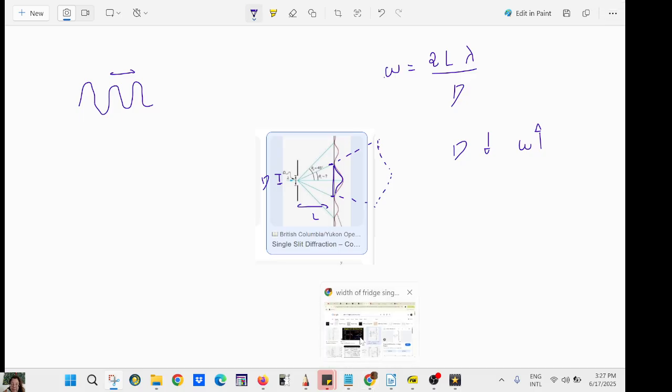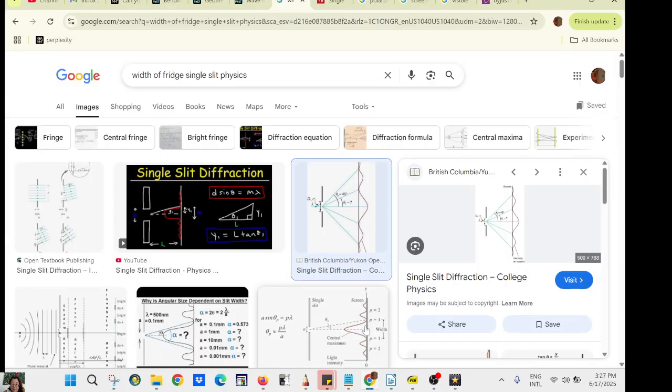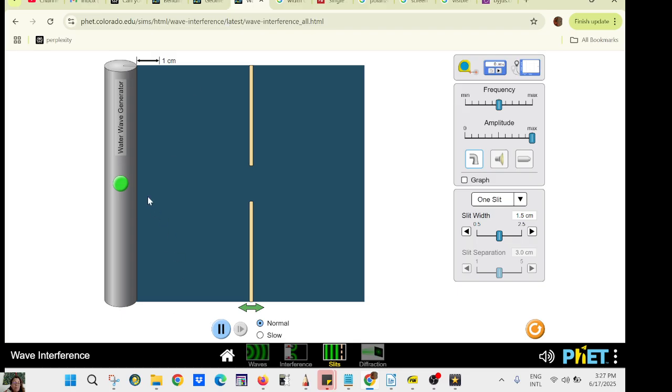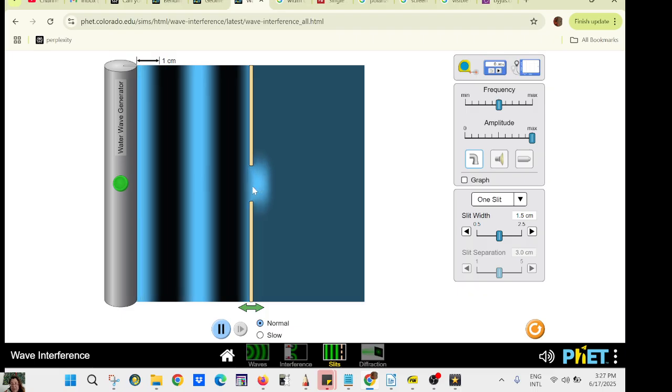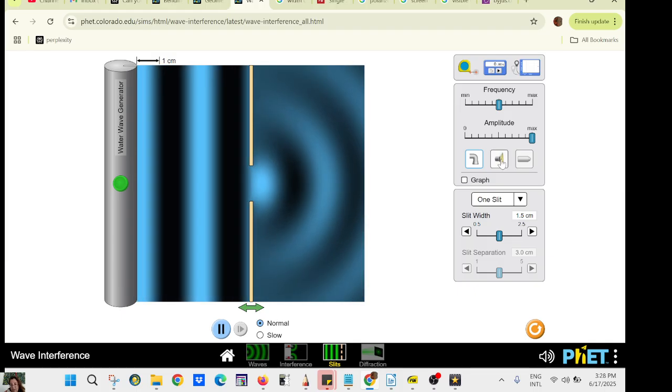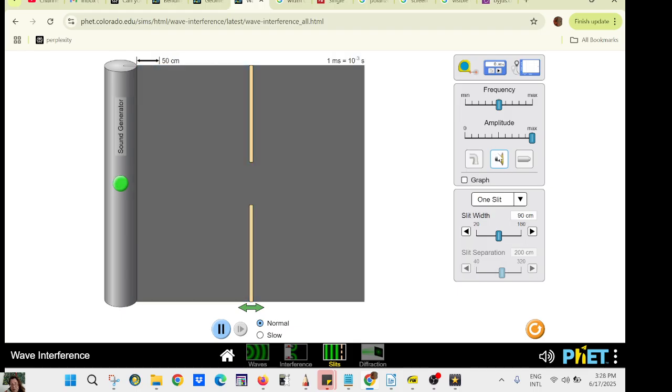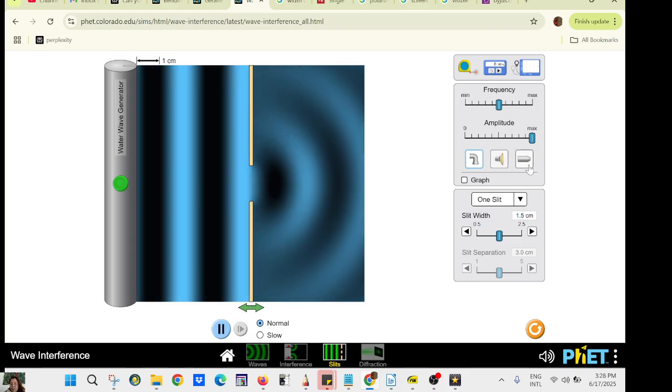There is this great simulation here. It's called PhET, wave interference. It doesn't matter what wave it is. It happens for sound. Sound is a wave. When it goes through an opening, it's going to spread out, especially if the opening is smaller than the wavelength of the sound. That's why even if you are standing behind the wall, you will hear whatever it says. So it's true for sound, it's true for water, and it's true for light.